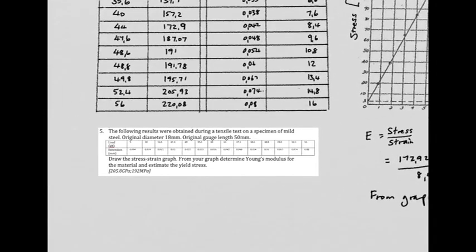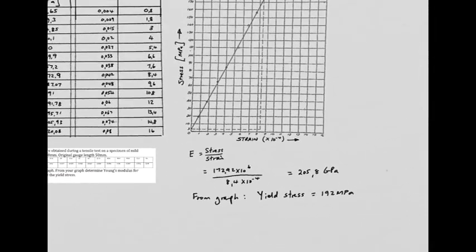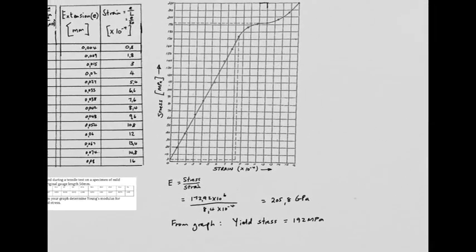And then finally, they ask you for the yield stress. Now remember, yield is where we have a sudden increase in extension or strain with little or no increase in load or stress. So that would be this flat portion over here. Find the flat portion, run back over here, and you find about 192 megapascals as being your yield stress. Okay, that brings us to the end of this tutorial.